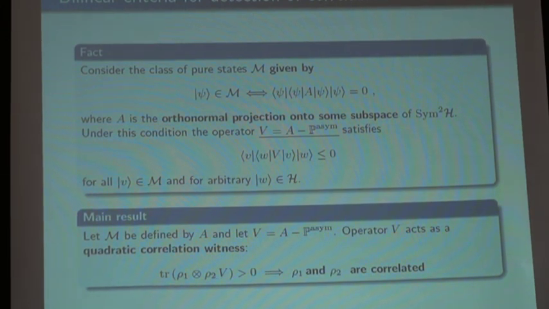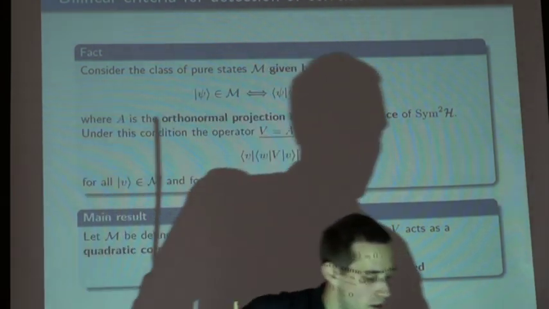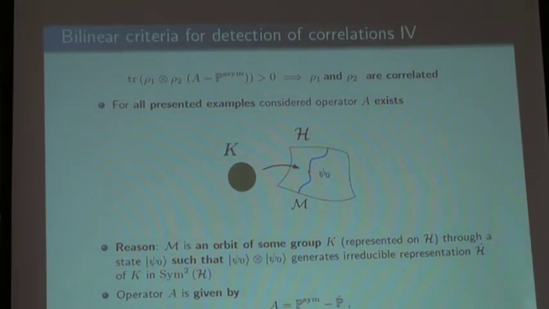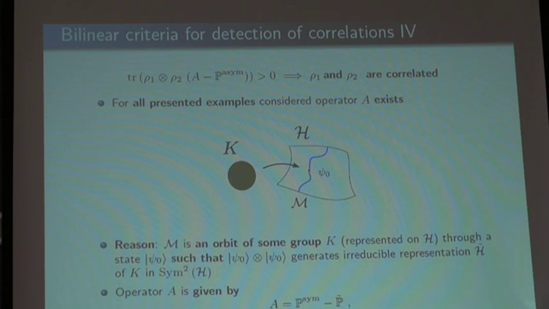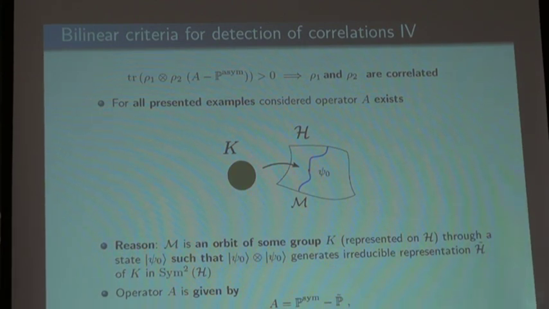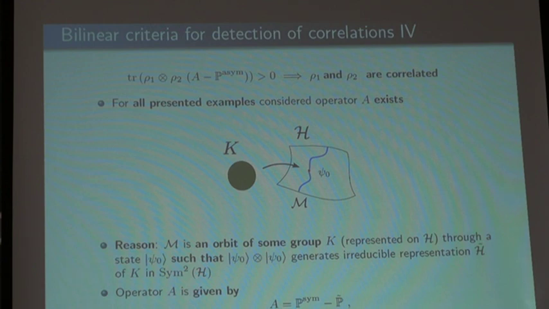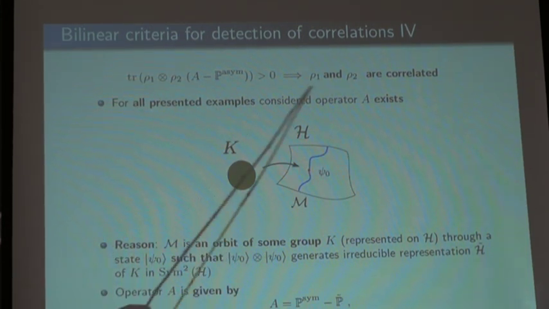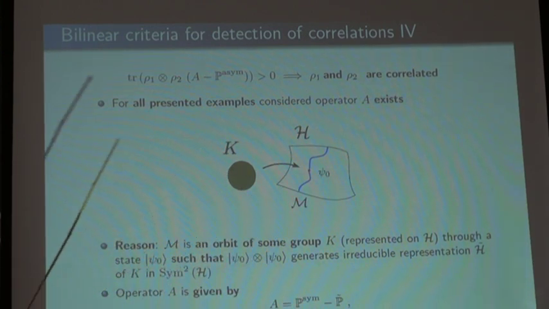The question is why I have such A in all those cases and in many other cases. I gave you five concrete examples of states at the beginning of the talk. Why in all those cases do I have such M, such A? So that's the fact, just remember that, one of the main results.